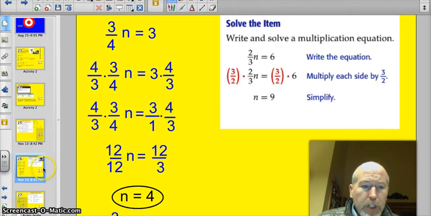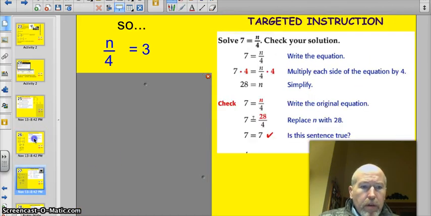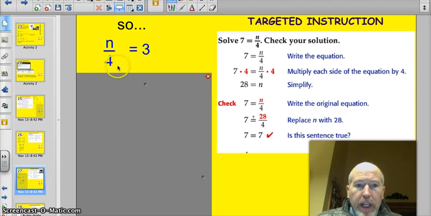Okay, let's try another example. Sorry, just making sure I got my problems the same here. All right. N divided by 4 equals 3. I've put this one up here so that you can take a look at as I go through. It's just another example. Why don't you try this one? All right, let's see how you did.